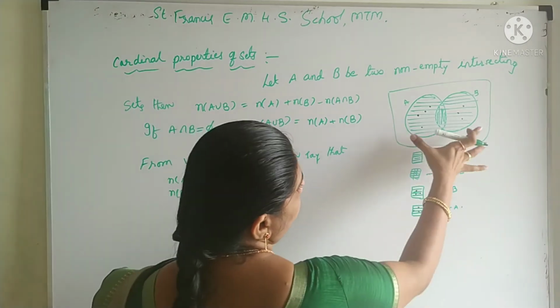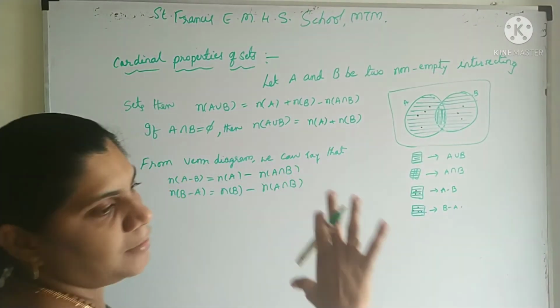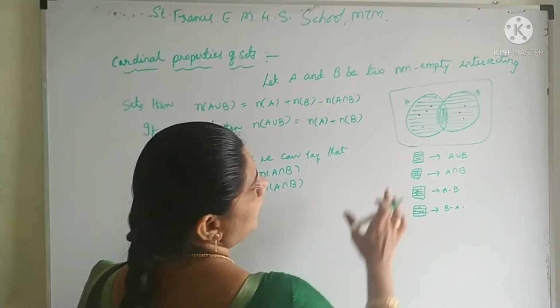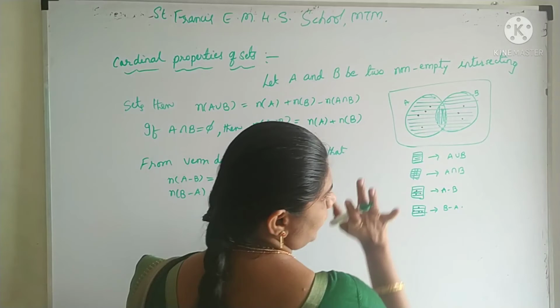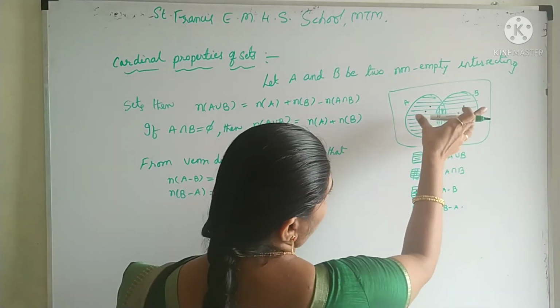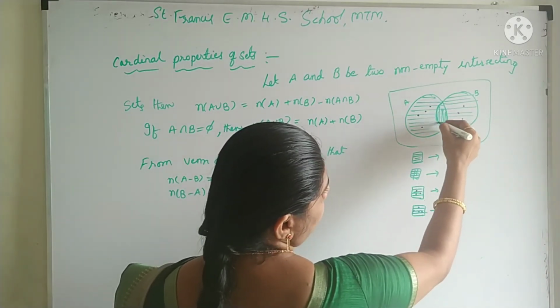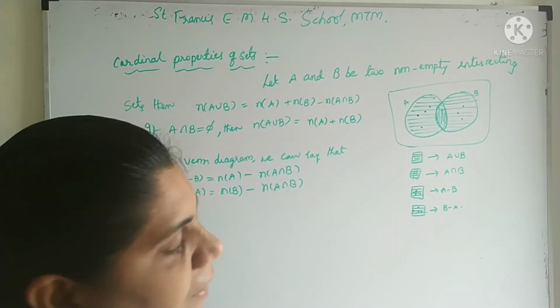See, this is a Venn diagram. We will show how these things work with this Venn diagram. These are the two sets, A and B, non-empty sets with some elements. Intersecting means the two sets are joined like this, represented with two circles.